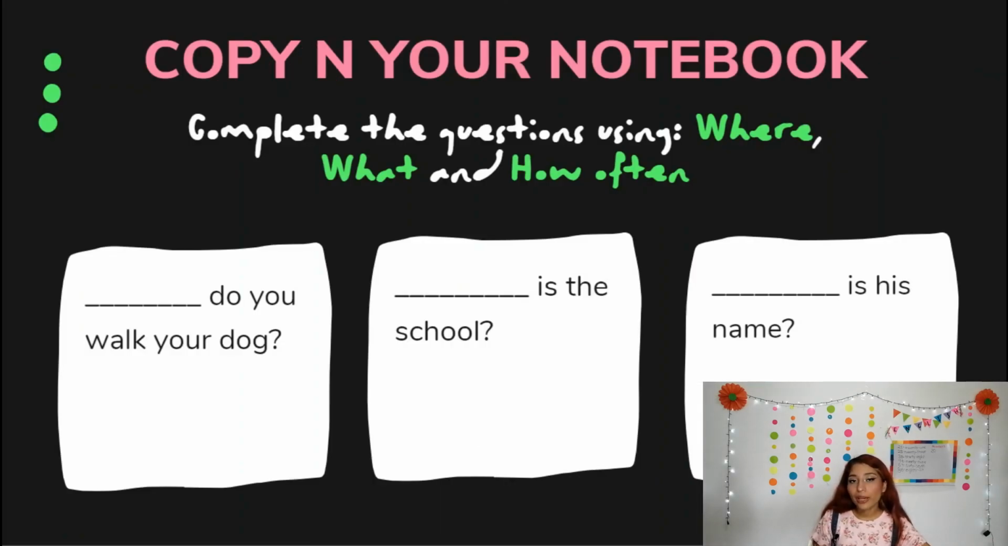For the notebook, we have copy on your notebook. Complete the questions using where, what, and how often. This is going to be super simple because you only have 3 questions and also 3 options. The first one, do you walk your dog? Is the school? Is his name? Where, what, and how often. You copy this on your notebook.